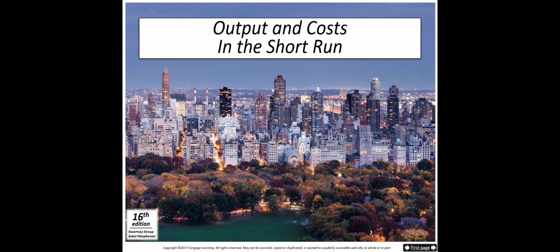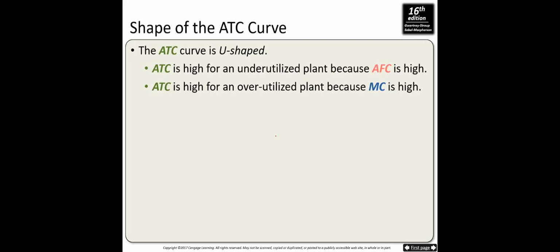Now let's continue on this topic of output and cost in the short run. As we said, the ATC curve is U-shaped, right? It's first decreasing, average total cost, and then it increases. At this stage, average fixed cost is high, because you don't produce as many units. This is called underutilized, and average fixed cost is actually dominant in the calculation of ATC. Remember, ATC is the sum of AFC plus AVC.